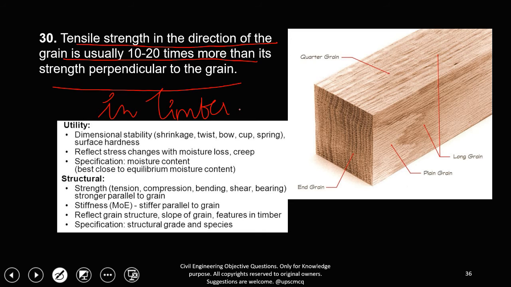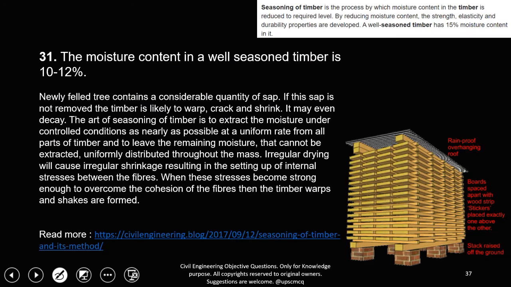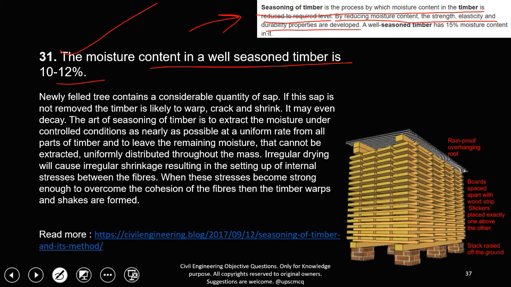Therefore, it is important to note that tensile strength in the direction of grain is 10 to 20 times more than perpendicular to the direction of grain. The moisture content in a well-seasoned timber is 10 to 12%. Seasoning of timber is the process by which moisture content in the timber is reduced to the required level. By reducing moisture content, the strength, elasticity, and durability properties are developed.